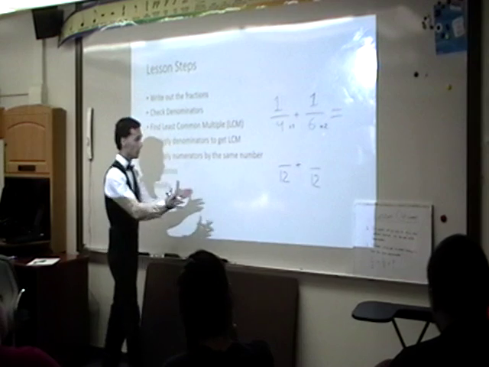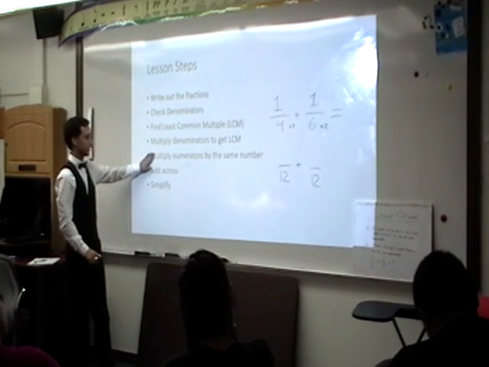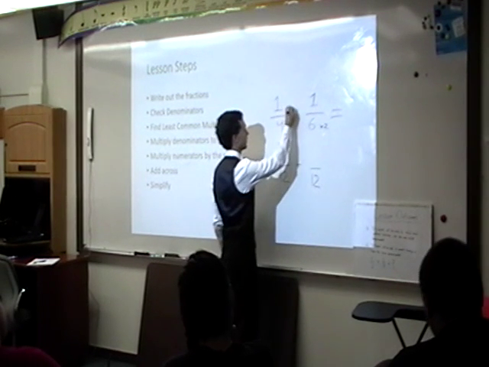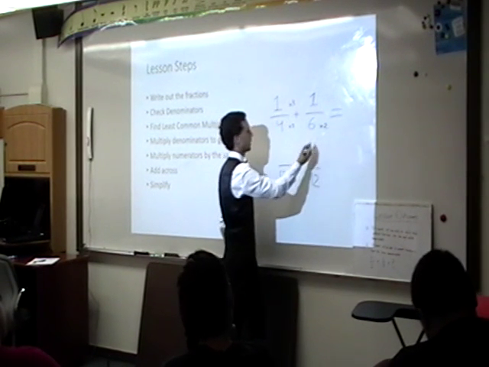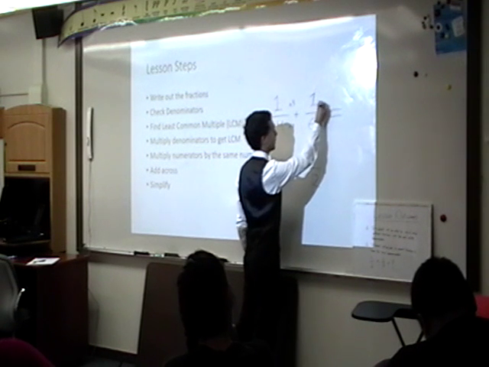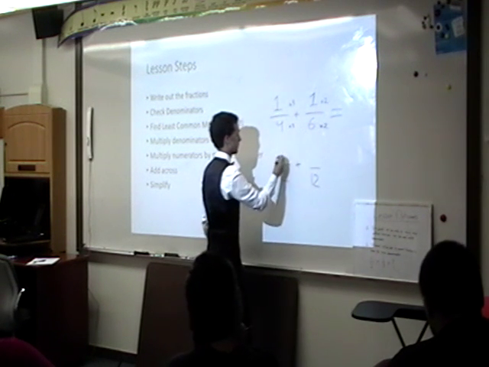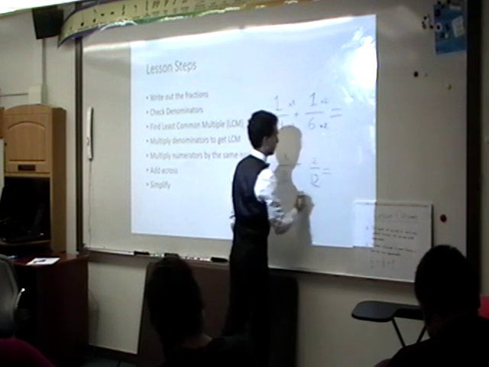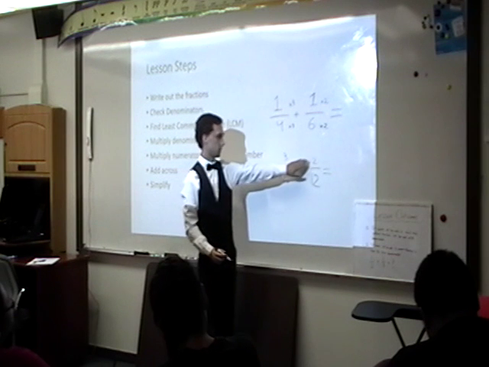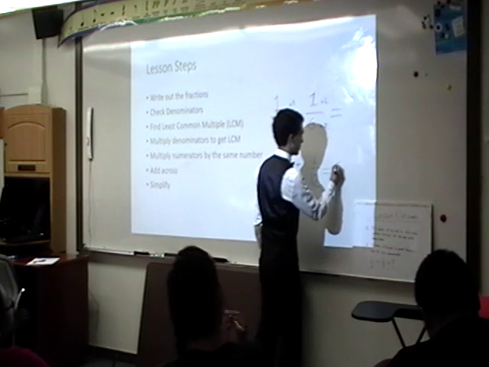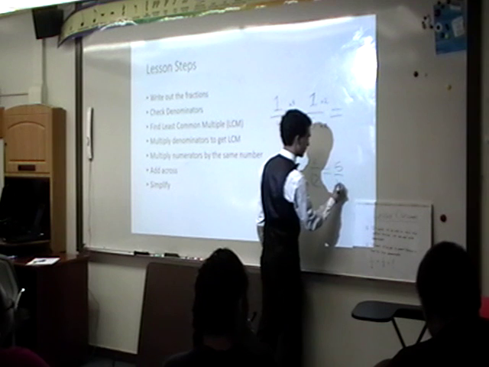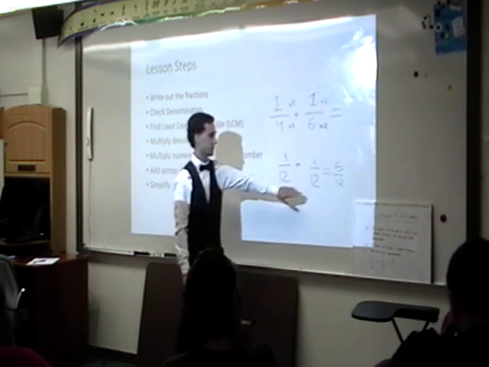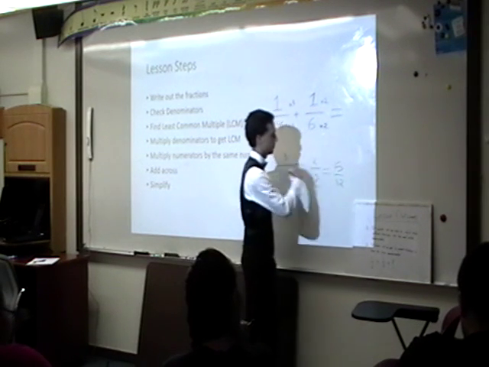And so now that we found the least common multiple, we multiply the numerators by the same number as the denominators. So as we multiply 4 times 3, multiply 1 times 3, and multiply 1 times 2. So 1 times 3 is 3, and 1 times 2 is 2. And we add across, so 3 plus 2 is 5. And we don't change the denominators because that is a rule of adding and subtracting fractions, keep the denominator the same across. So we have our answer, 5/12.